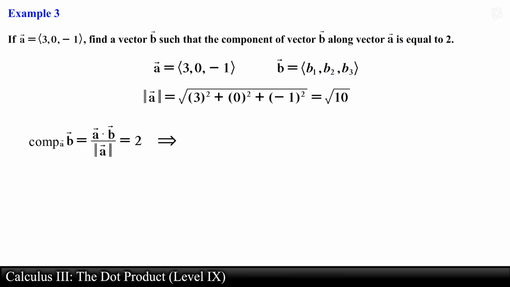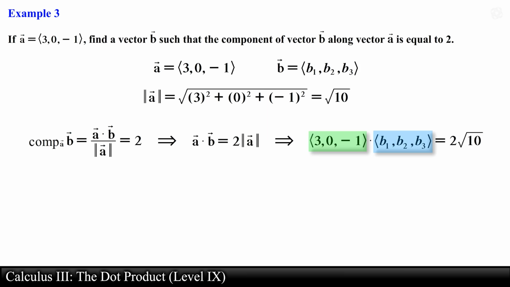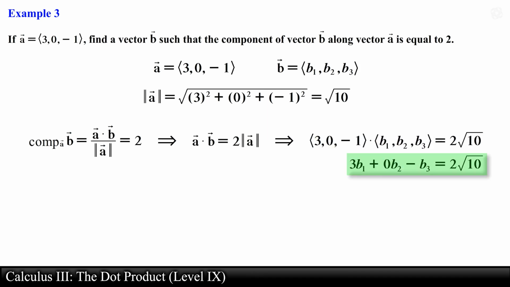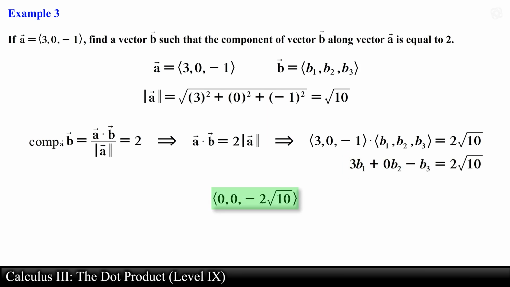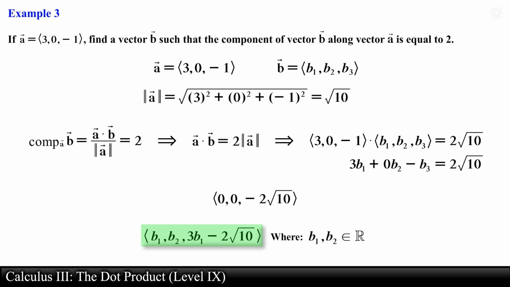So let's go ahead and multiply both sides of this equation by the magnitude of vector A. Then we go ahead and compute the dot product. Doing that, we obtain the following. With this information, we can see that one possible vector that meets the problem's requirements would be the vector with components 0, 0, and negative 2 times the square root of 10. In general, any vector that has the following components would satisfy the conditions of the problem.